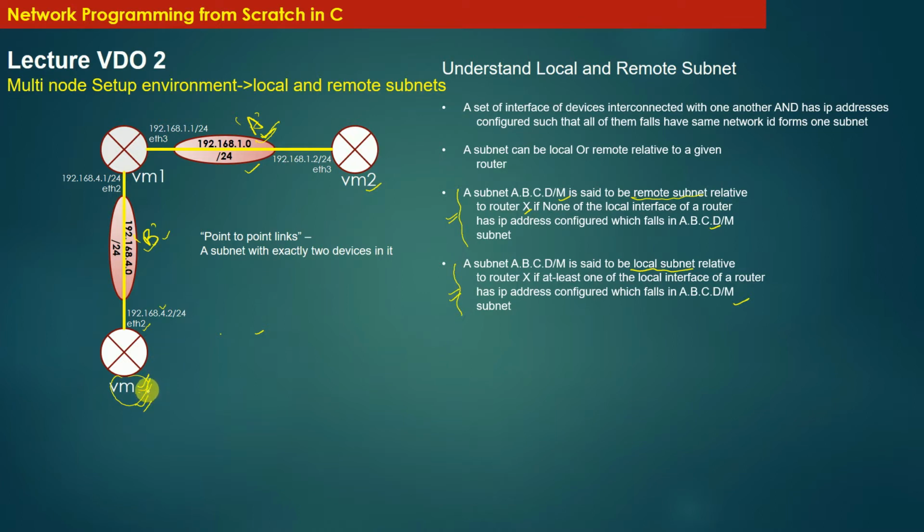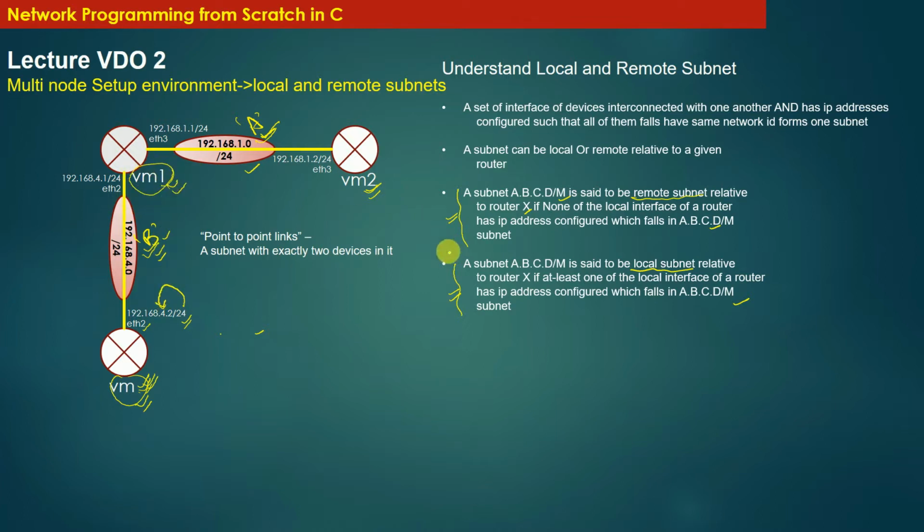So the router VM has a local subnet B. Why? Because router VM has at least one local interface which has IP address and mask value configured such that if you apply the mask value on that IP address, you will get the network ID of subnet B. So we say that the subnet B is a local subnet to router VM. Similarly, subnet A is a local subnet to router VM2. And subnet A and subnet B both are local subnets to router VM1.